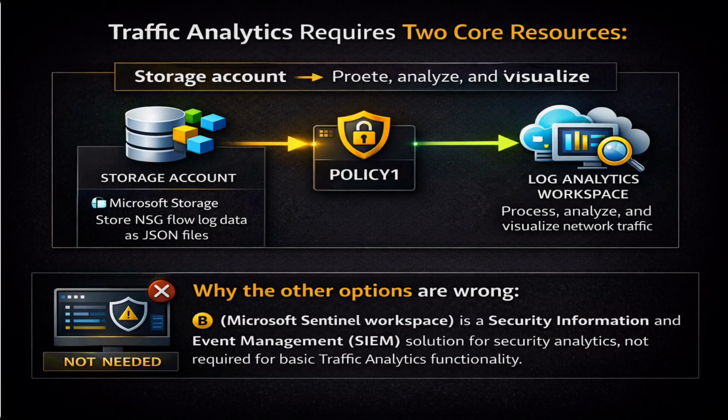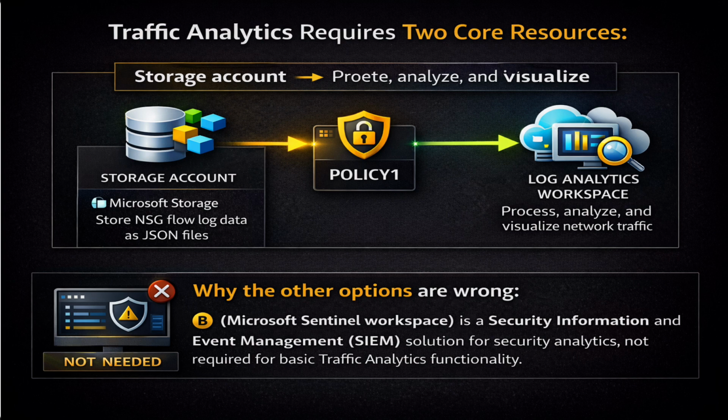Traffic analytics requires 2 core resources: a storage account to store NSG flow log data as JSON files in blob storage, and a log analytics workspace to process, analyze, and visualize the network traffic patterns. The storage account captures the raw flow log data from network security groups, while the log analytics workspace provides the intelligence layer where traffic analytics processes these logs at configurable intervals, 10 or 60 minutes, creates visualizations, identifies traffic patterns, detects security threats, and provides insights into application activity across your Azure networks. Both resources must be in the same region or in supported regions for cross-region scenarios.